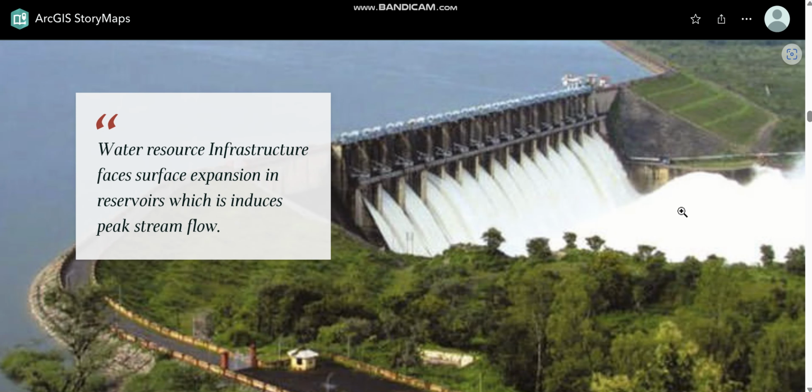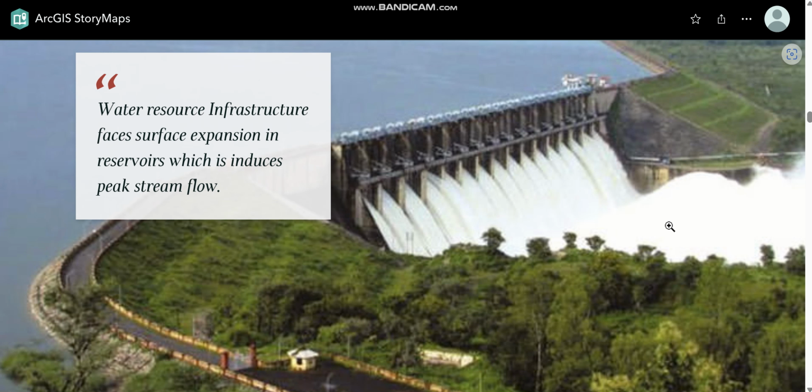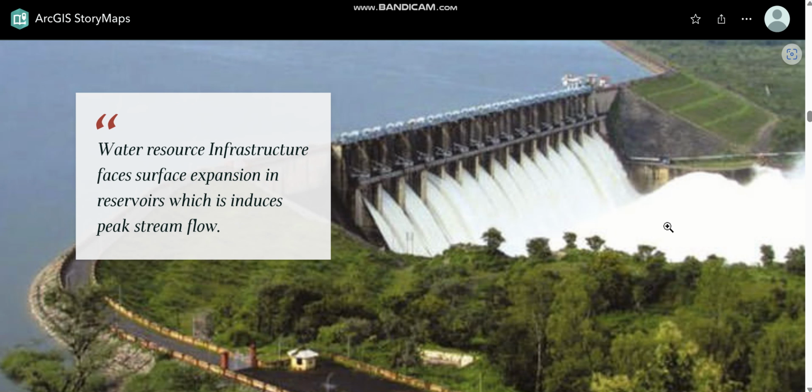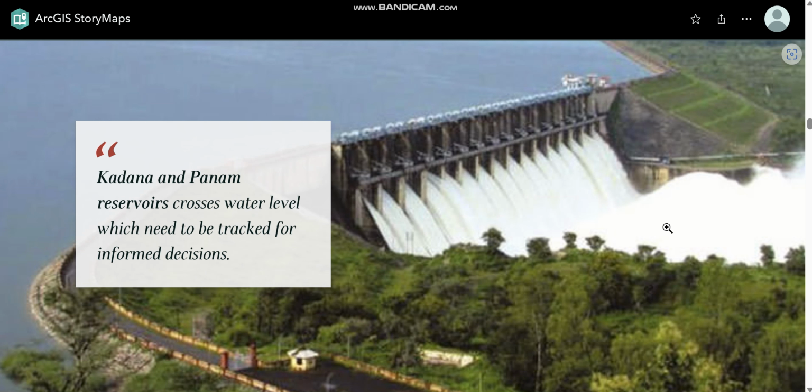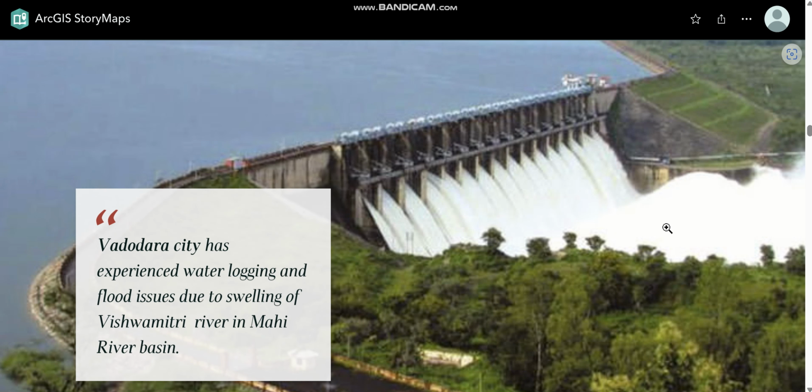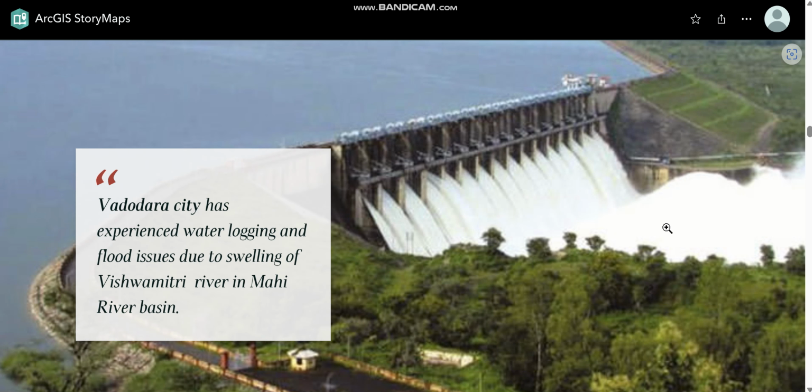The water resource infrastructure faces surface expansion in reservoirs, which is induced through the stream flow. That's why it's very necessary to observe the time series water extent of reservoirs, to take informed decisions by government bodies for the urban areas in the vicinity of the river basins or the reservoirs. The Kadana and the Panam reservoirs cross the water level, which needs to be tracked for informed decisions, and the Vadodara city has experienced water logging and flood issues due to swelling of the Vishwamitra river as shown previously in the map.